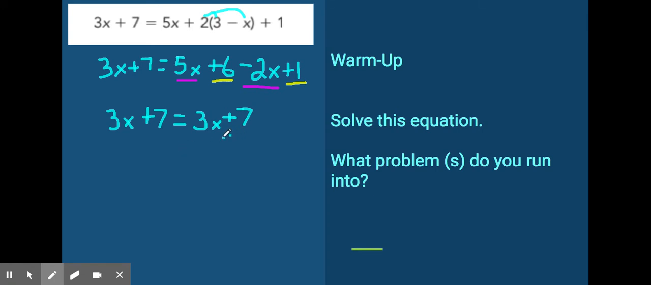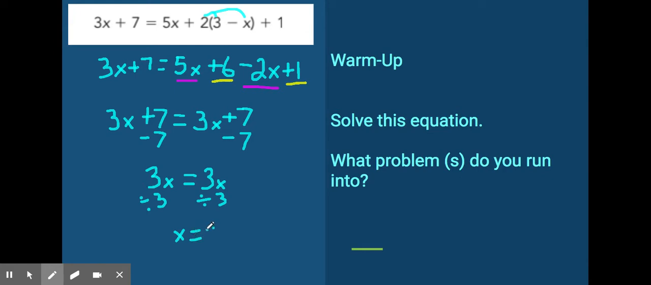I'm going to move my 7 over, and so I'm going to combine those, okay? And I'll end up getting 3x equals 3x. And then I would go ahead and divide by 3, maybe, and I end up with x equals x, okay?